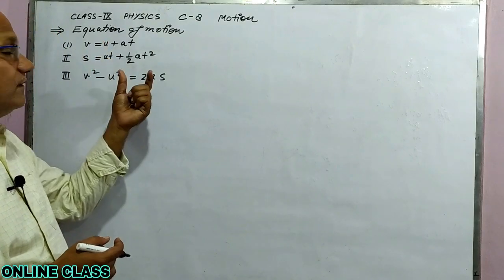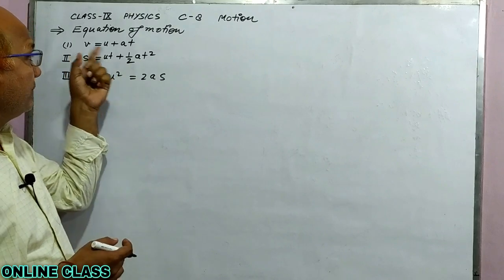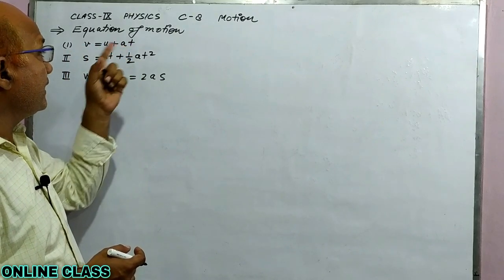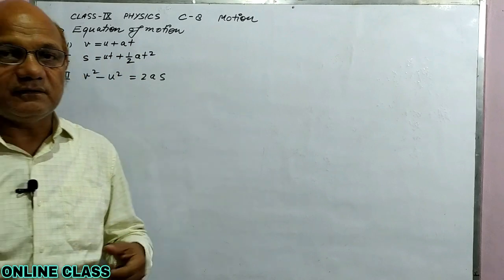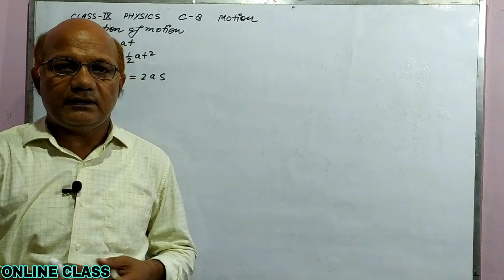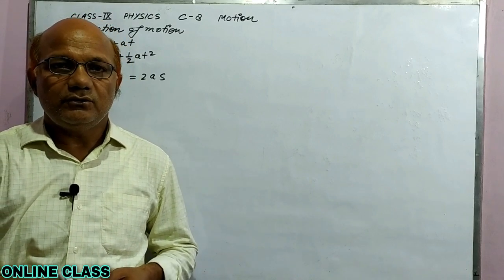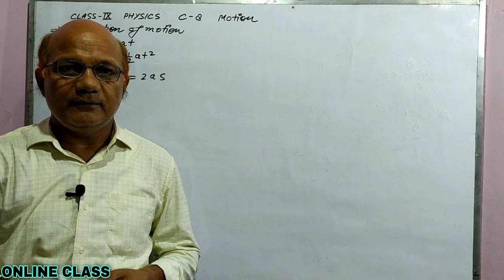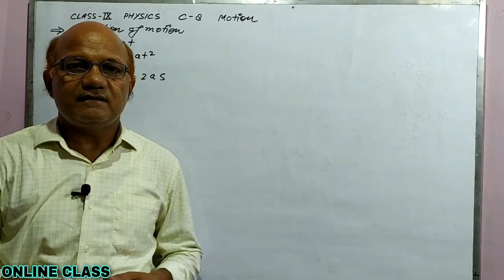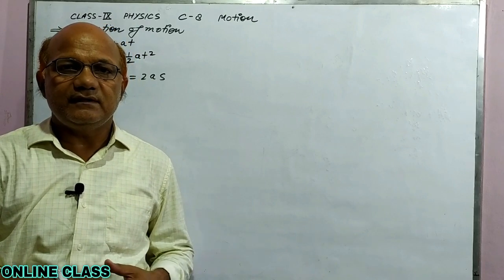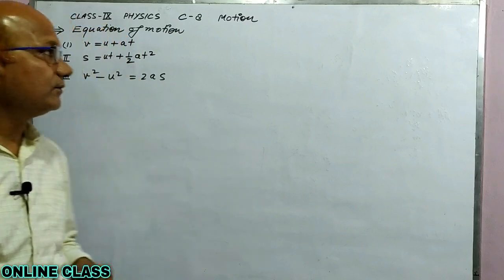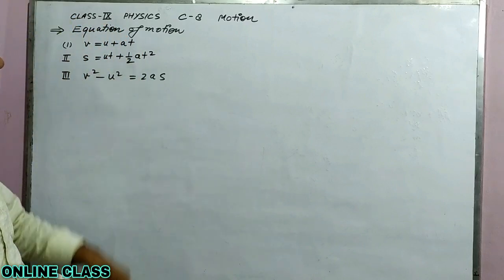In these equations of motion, these symbols v, u, a, t, s have their usual meaning. As you already know, u means initial velocity, v means final velocity, t means time, and s means distance covered by the body. Okay? So, these symbols have usual meaning.